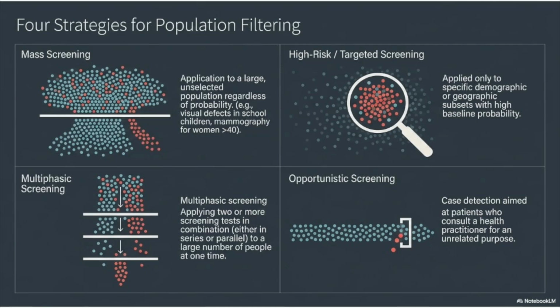The third type is multiphasic screening. Here, two or more screening tests are performed simultaneously during a single visit. For instance, during a routine health checkup, a person may undergo blood pressure measurement, blood glucose estimation, BMI assessment, lipid profile, and vision testing all at once.